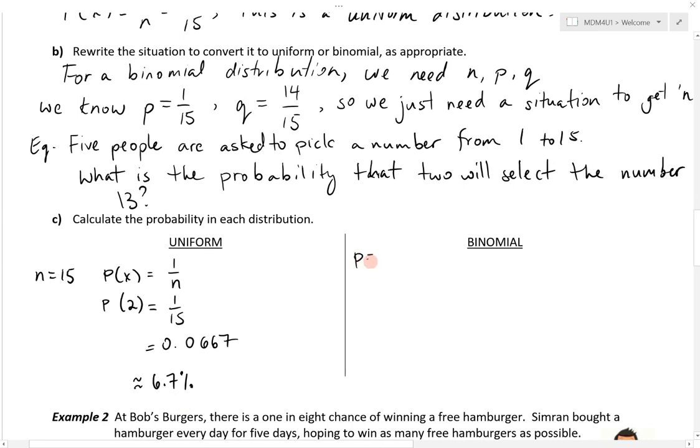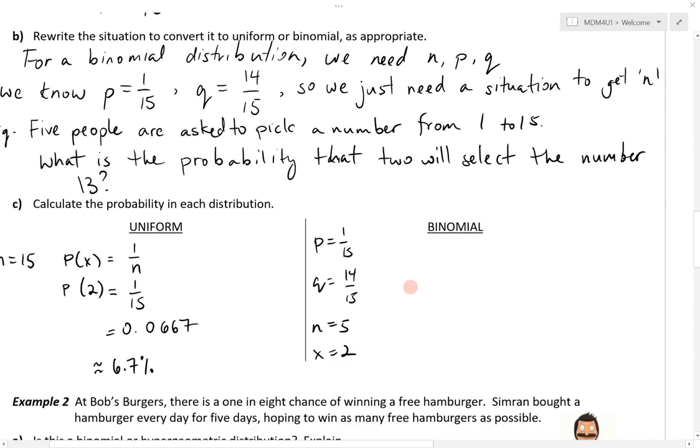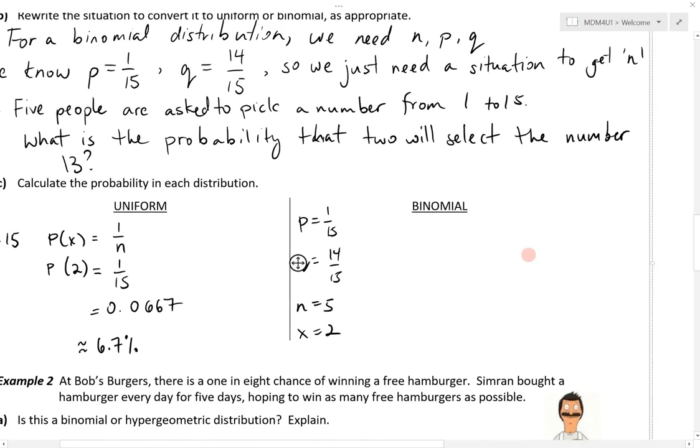For the binomial distribution, now we have the probability P equal to 1 over 15, Q is equal to 14 over 15, and N is equal to 5 people, X is equal to 2. Okay, so 2 successful outcomes. So the probability of X is equal to, using the binomial, C choose X, P to the power of X, Q to the power of N minus X.